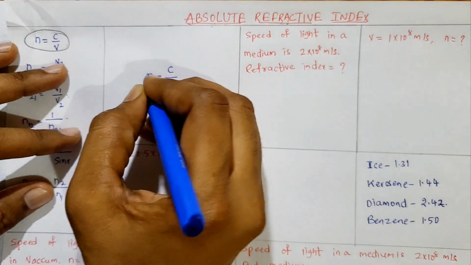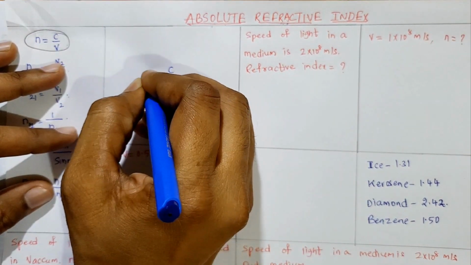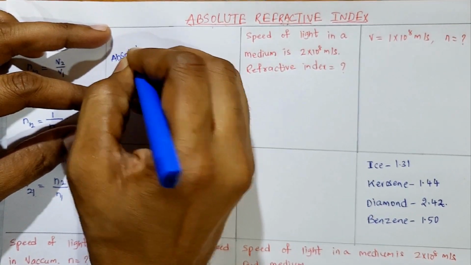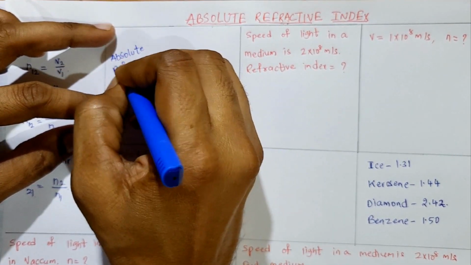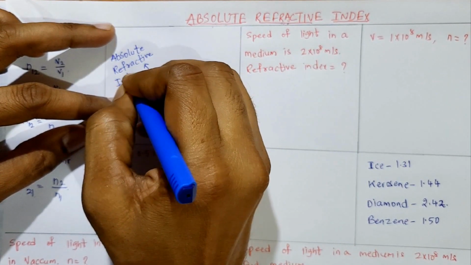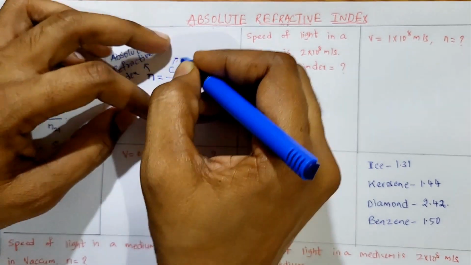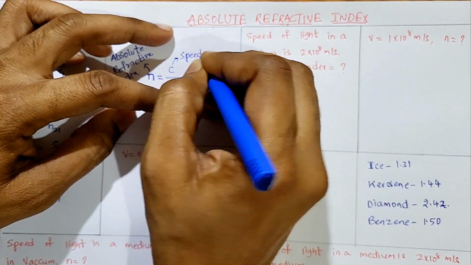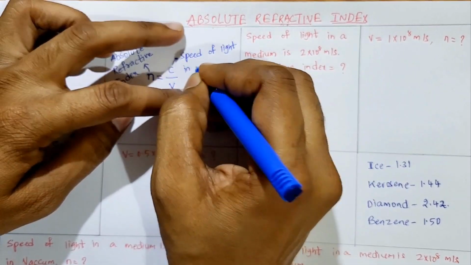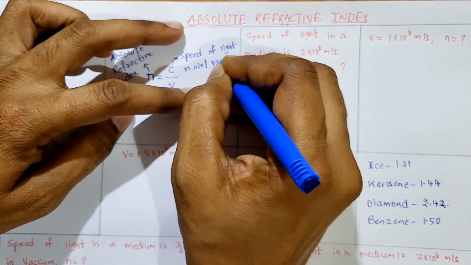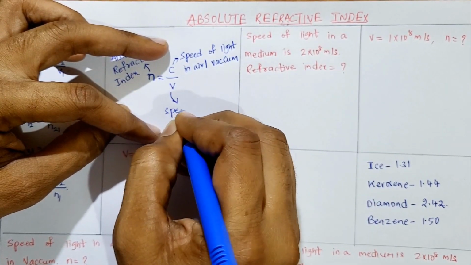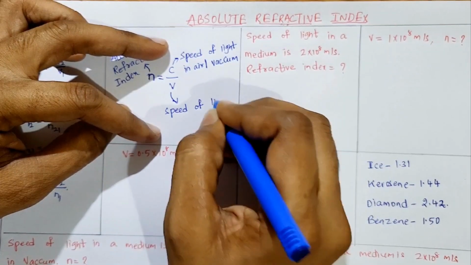So let us start with n is equal to c by v. In which, what will be n? n will be absolute refractive index. And what will be c? c will be speed of light in air or vacuum. And what will be v? v will be speed of light in a particular medium.